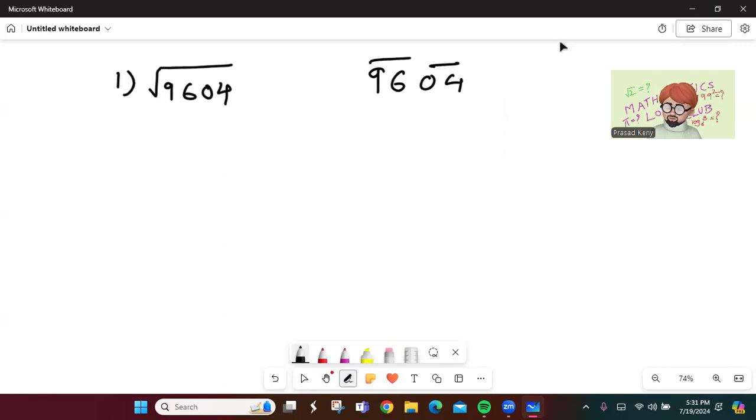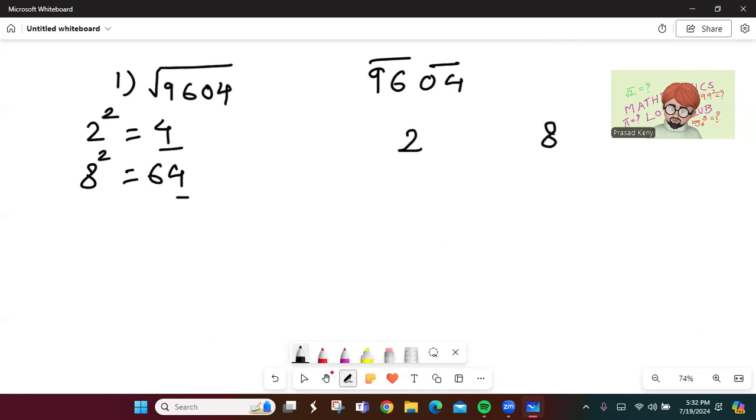96. Now what you do is think of the digits from 1 to 9, which when you square get units place 4. And obviously, if you see, when you square 2, 2 square is 4, as well as when you square 8, 8 square is 64. So both these give you 4 on the units place. And hence, the two possibilities of the square root are either the units place is 2 or the units place is 8.